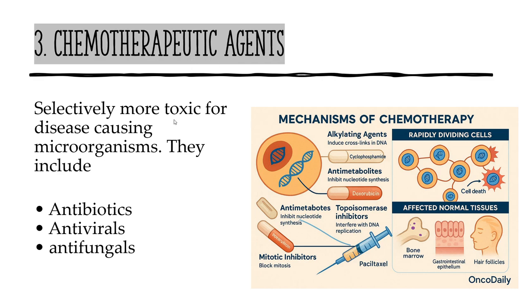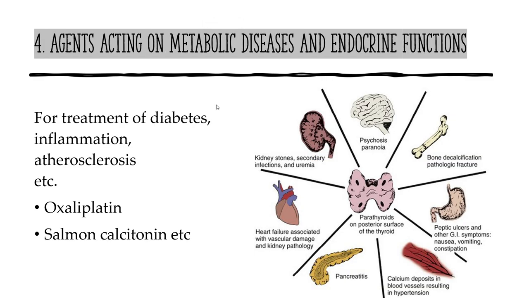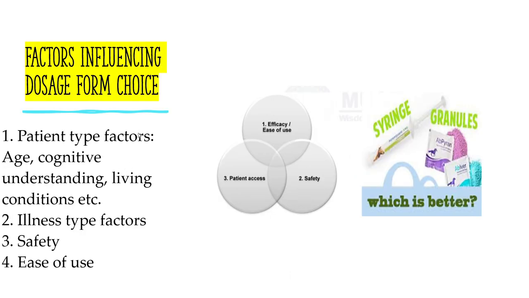Then there are the chemotherapeutic agents. These are selectively more toxic for the disease-causing microorganisms. They include antibiotics, antivirals, and antifungals. Then there are the agents that act on metabolic disease and endocrine functions, for example for the treatment of diabetes, inflammation, and atherosclerosis.